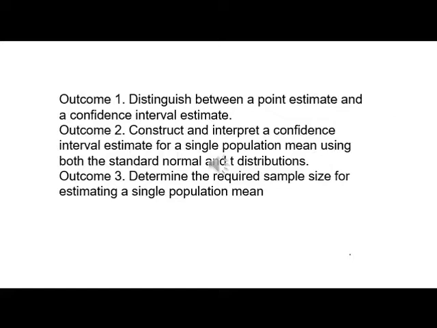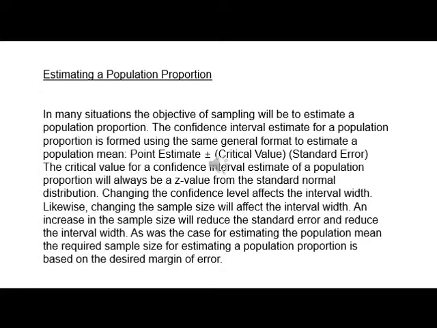Estimating a population proportion. In many situations, the objective of sampling will be to estimate a population proportion. The confidence interval estimate for a population proportion is formed using the same general format used to estimate a population mean: point estimate plus or minus critical value times standard error. The critical value for a confidence interval estimate of a population proportion will always be a z-value from the standard normal distribution. Changing the confidence level affects the interval width.